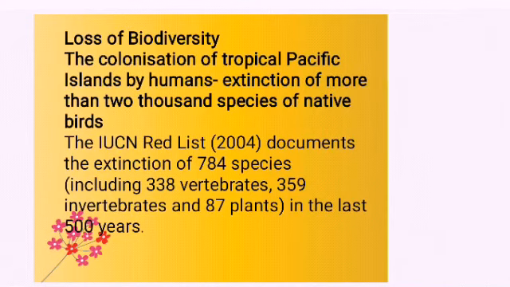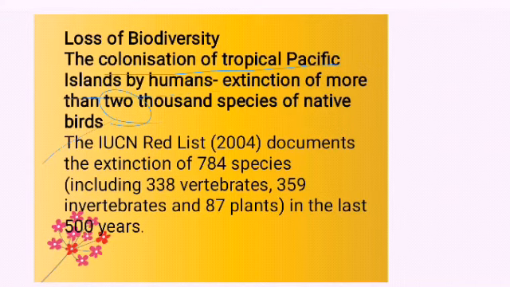Okay, so colonization of tropical Pacific islands by humans. Humans started colonizing the Pacific Islands. We are occupying most of the places, because of which more than 2000 species of native birds in the Pacific Islands have already become extinct. According to the IUCN Red List, the Red Data Book contains the names of different endangered species. Endangered means those on the verge of extinction. They will become extinct if they are not taken care of.